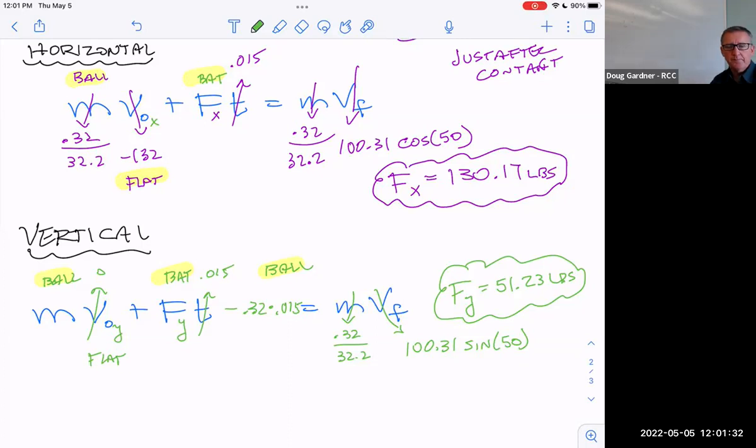Oh, 51.23 is with it. Yeah, because like you said, it's really only adding or subtracting 0.32. It's still around 51 pounds either way. So it doesn't change anything.